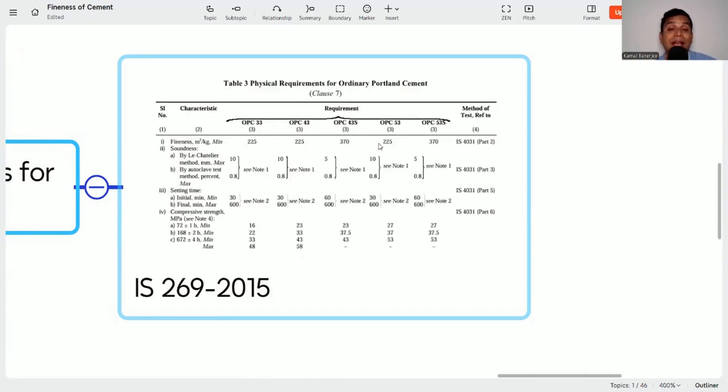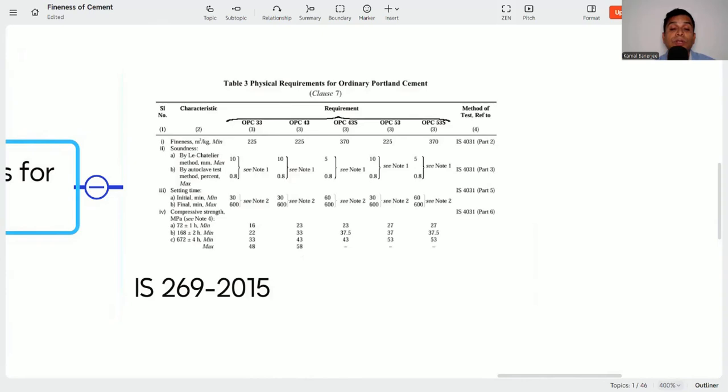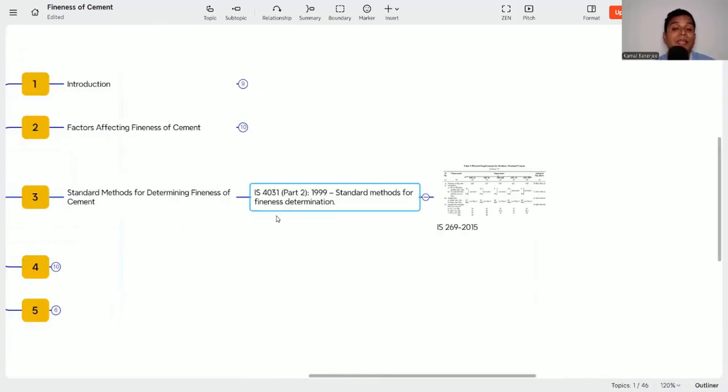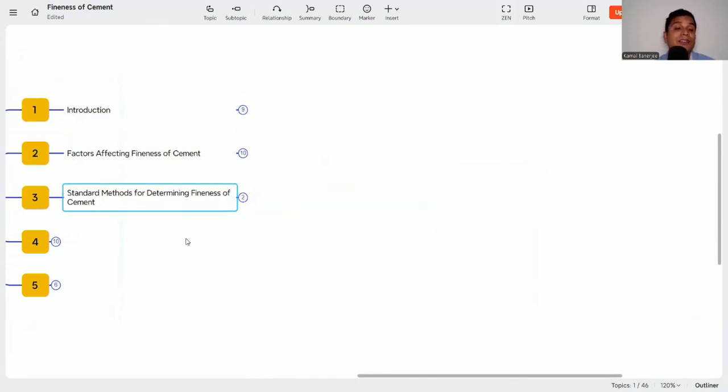So here the guideline has been given for the OPC. For other cement, that is composite cement, slag cement, pozzolana cement, they have other codes. In that code also they have given the criteria for what will be the fineness of the cement as per the requirement. And the test method, as I saw earlier, is IS 4031 part 2, by Blaine's air permeability method. So this fineness has to satisfy the requirement as per IS 269 2015 in case we are using ordinary Portland cement. If not, other cement, other criteria have to be satisfied.